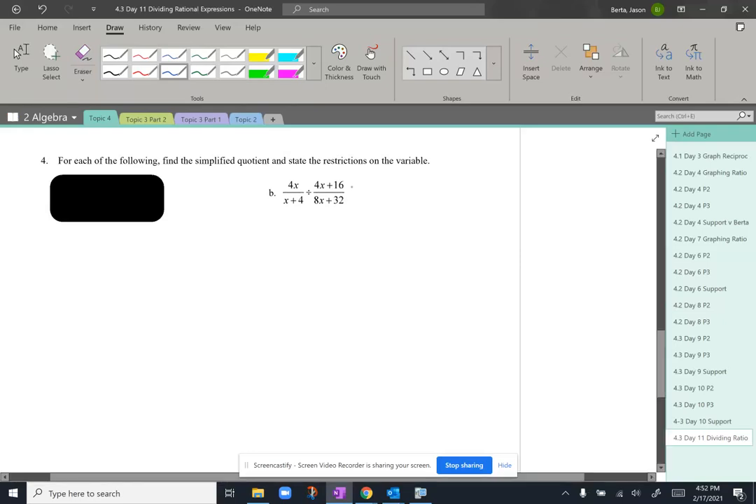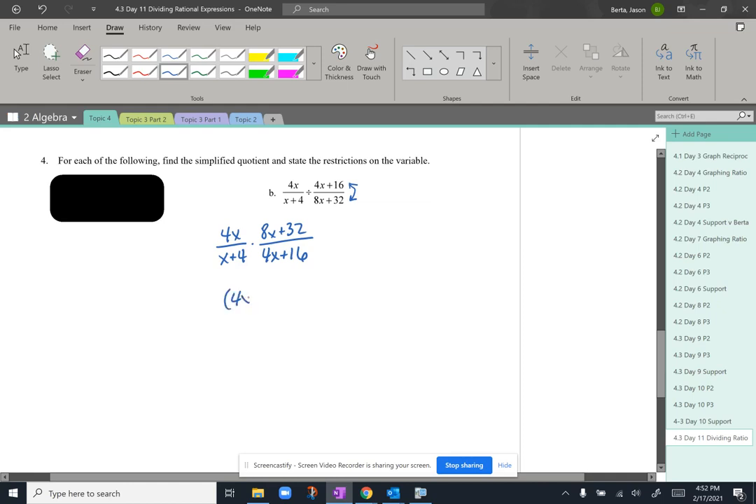Problem 4b, let's rewrite it as a multiplication by taking that reciprocal of that second expression. That leads us to this, 4x over x plus 4 multiplied by 8x plus 32 over 4x plus 16. Let's focus on factoring the numerator.